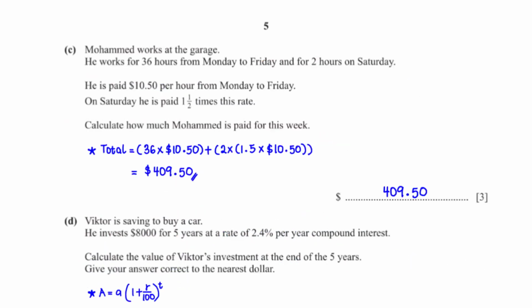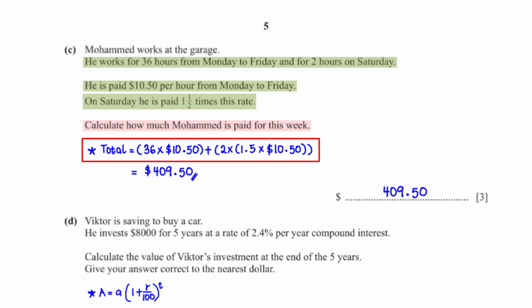Muhammad works at the garage. He works for 36 hours from Monday to Friday and for 2 hours on Saturday. He is paid $10.50 per hour from Monday to Friday. On Saturday, he is paid 1.5 times this rate. Calculate how much Muhammad is paid for this week.